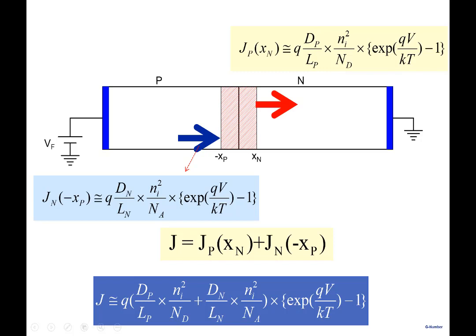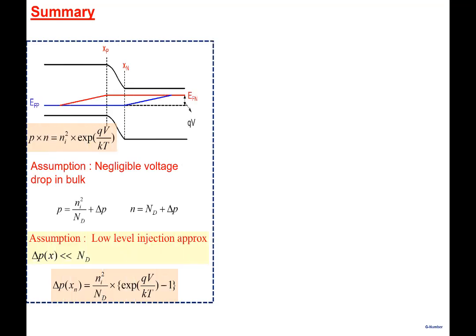At this particular point, ni squared over Nd, exponent qV by kT minus 1. And similarly, we write Jn at minus xp as this particular expression. And we add the two, Jp at xn and Jn at minus xp, and we get the well-known diode equation: q Dp by Lp ni squared over Nd, plus Dn by Ln ni squared over Na, times exponent qV by kT minus 1. Okay. Lots of assumptions went into the derivation of this equation. So if this is a summary, see if it makes sense here.